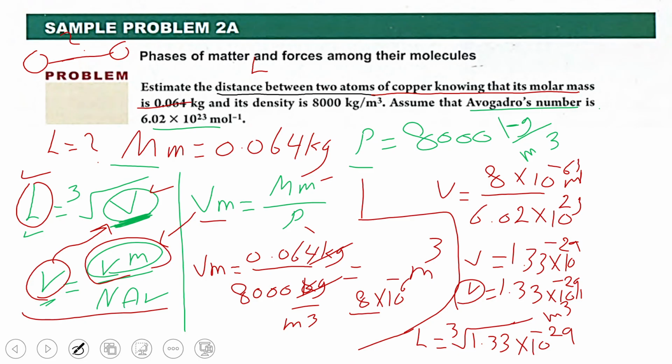So do the calculator. The answer is 2.37 times 10 power negative 10. The answer is there is no place. The answer is 2.37 times 10 power negative 10 meter, because there's a distance.